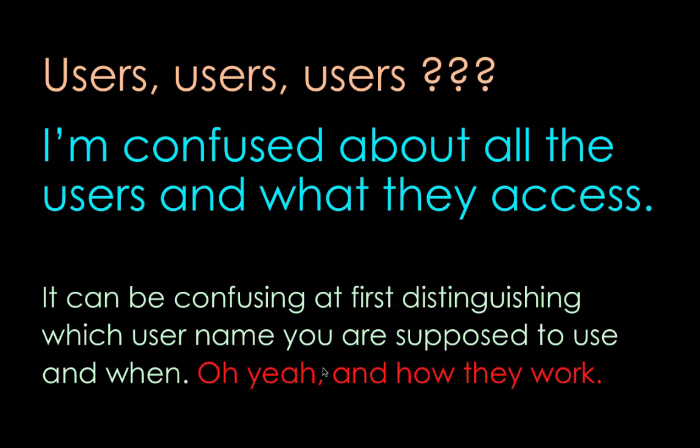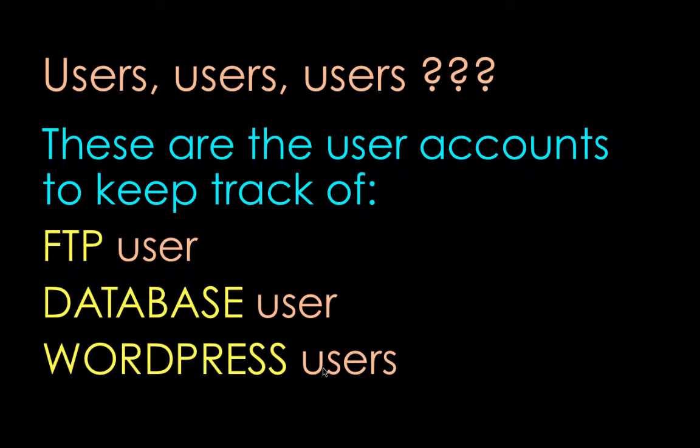Okay, users. I'm so confused about all the users and what they access. This is really typical, and it's really normal for you to be confused about this when you're first exposed to it. It's hard to understand sometimes how to distinguish which username you're supposed to be using and when, and how they work. So let's just try to keep it simple. These are the user accounts that you need to keep track of. All right, you have FTP user, you have a database user, and you have WordPress users. Now let's look at how those things are defined.